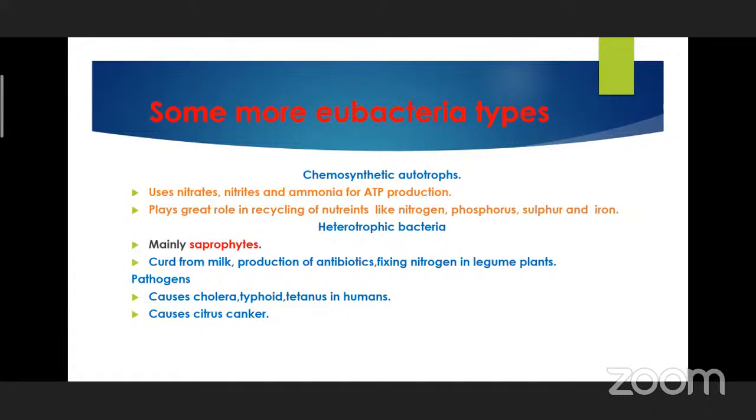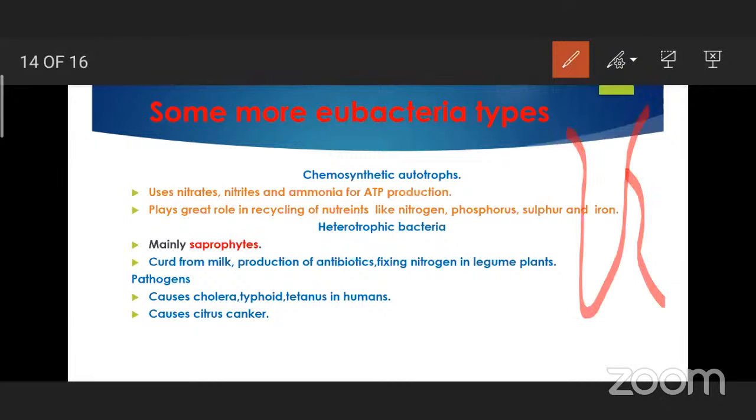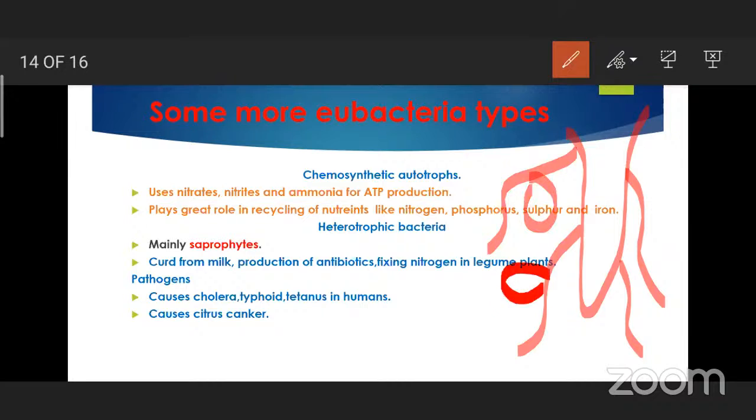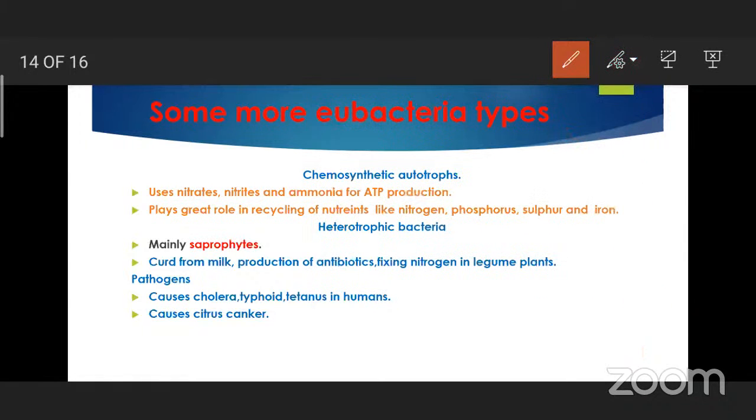Here, one more thing you can recall from your earlier classes: you have learned about the nitrogen fixing bacteria. What is that nitrogen fixing bacteria? Rhizobium bacteria. In the roots of leguminous plants, root nodules are formed. These root nodules have Rhizobium bacteria that are responsible for fixing atmospheric nitrogen. So in this manner, these eubacteria are useful.